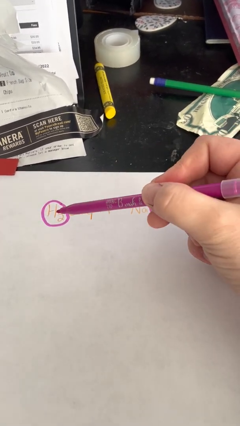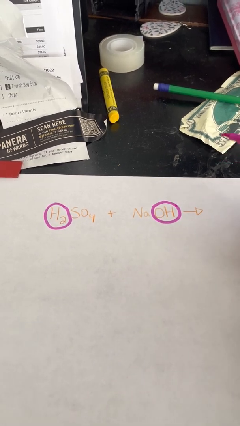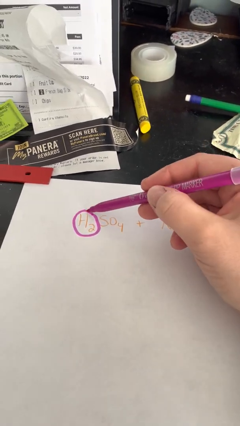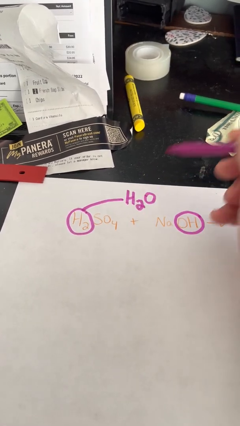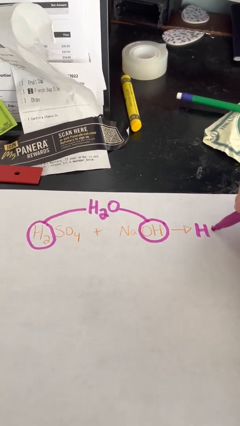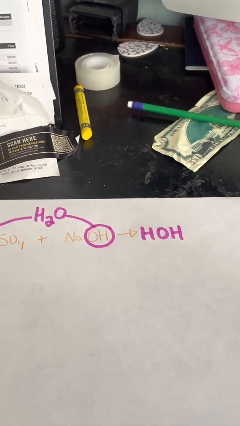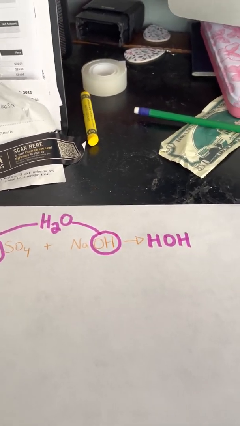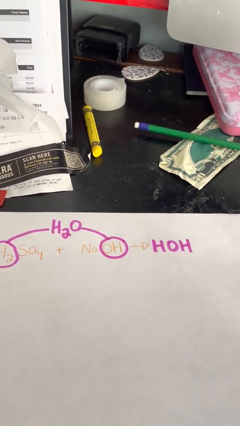So we see H is over here and OH is over here. H plus OH makes water, H2O. Or if you need to see it written another way, HOH. So you can see how those hydrogen ion and hydroxide ion come together to make the water, right? So then what happens to whatever's left, right?